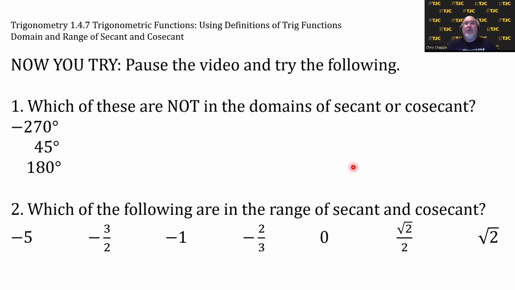Now you try. Pause the video and try the following. Which of these are not in the domains of secant or cosecant? And which of the following are in the range of secant and cosecant? Here's your fair warning. If you haven't paused the video to try yet, solutions in 3, 2, 1.